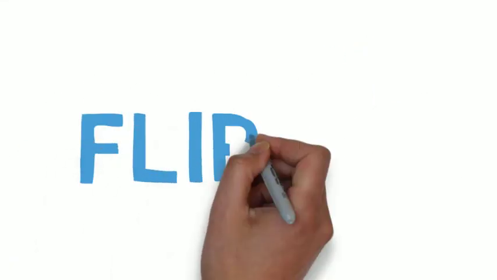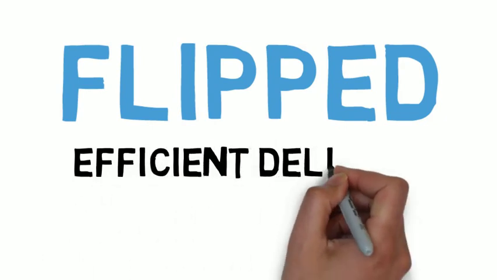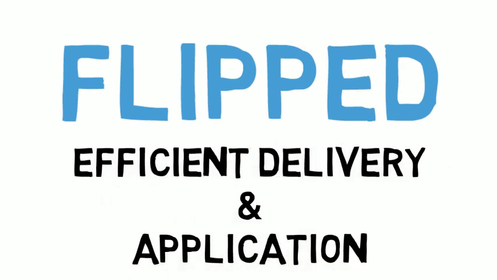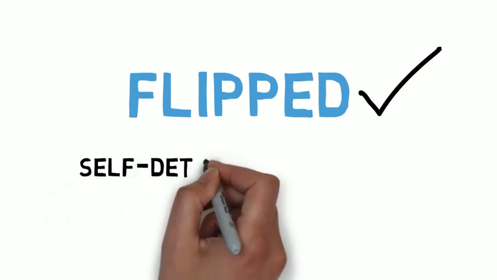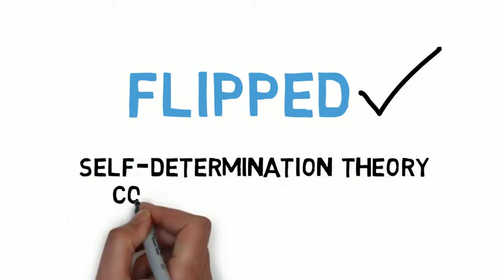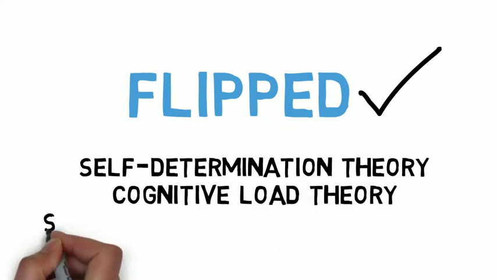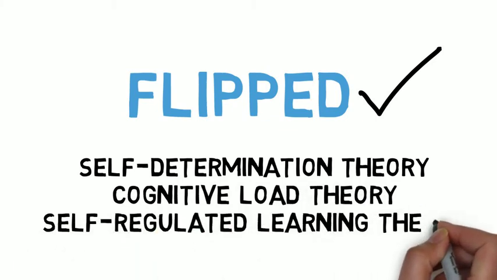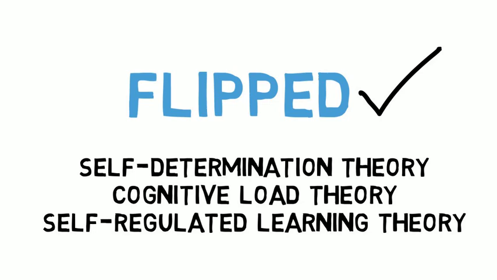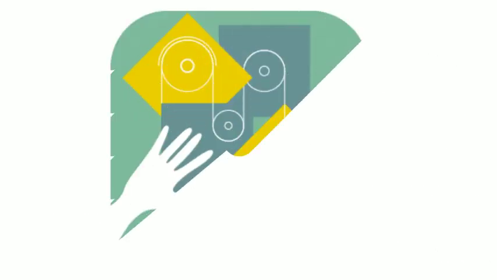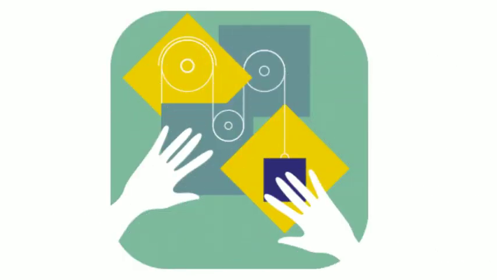The flipped classroom is not an opportunity to do more, but rather a way to build efficiency in the delivery and application of the content. There are considerable learning benefits for students who participate in a flipped classroom. The flipped model for learning is supported by Deci and Ryan's self-determination theory, Miller's cognitive load theory, and Zimmerman's self-regulated learning theory. Altogether, research supports the notion that the flipped classroom provides students with more control and input in their learning.